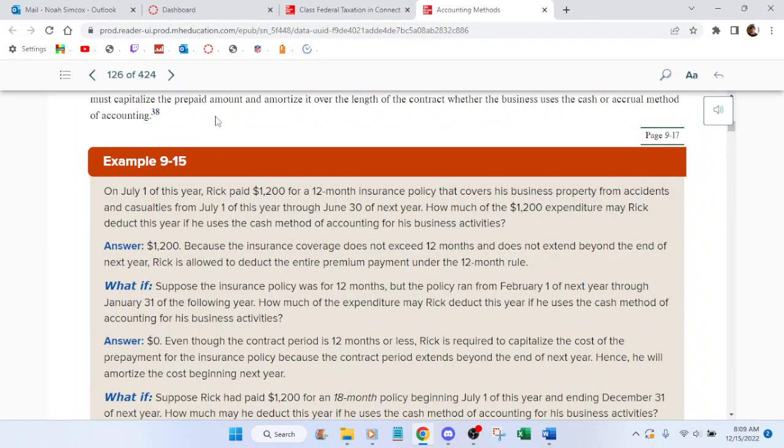On July 1st, paid $1,200 for a 12-month insurance policy that covers the business property from accidents and casualties. So you can deduct all of the $1,200 because it's only for the next 12 months and it does not extend into the next year. What if it was for 12 months, but it ran from February of next year through January 1st of the year after? That means you have to capitalize. How much can you deduct this year? It starts on February 1 of next year, so therefore you cannot deduct anything. That was funny.